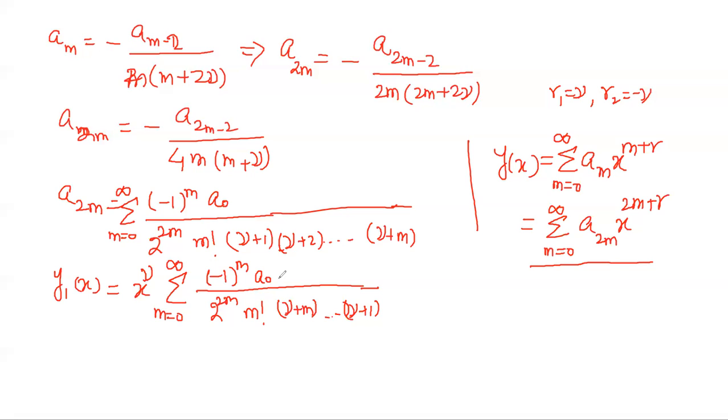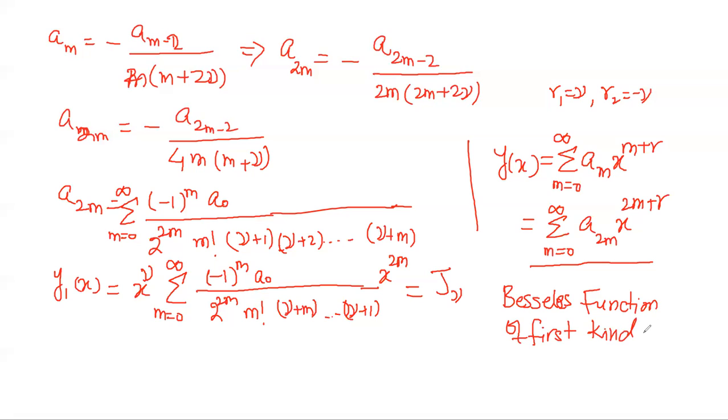y1 of x will be equal to, because here x power r we have taken outside, so it will be x power 2m. So this is called the Bessel's function in terms of nu, and this is called the Bessel's function of first kind of order nu. Bessel's function of first kind of order nu.